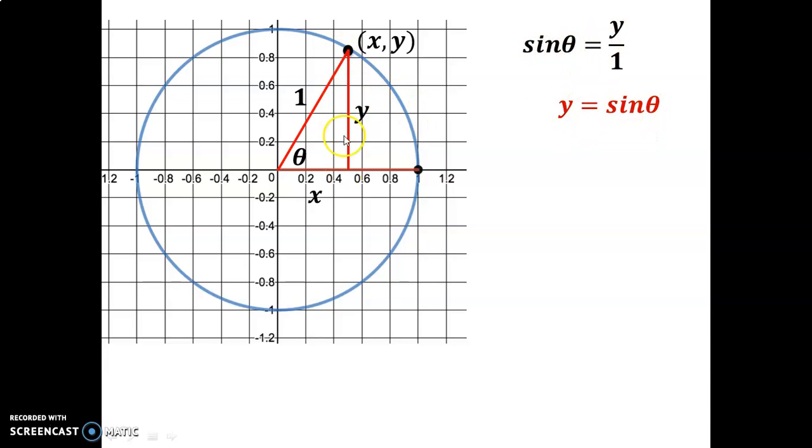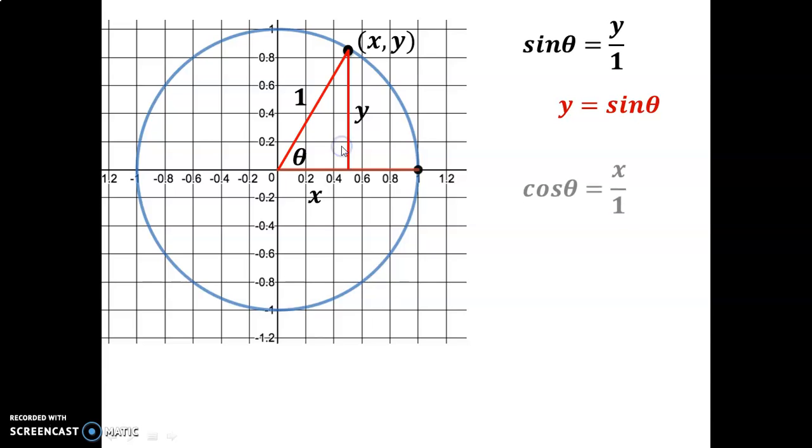So to get our y value, the length here, which is also the y value of this coordinate, we can just do the sine of this angle. That only works because this is 1 unit long. If this was a number different than 1, we would need to multiply sine by that number.